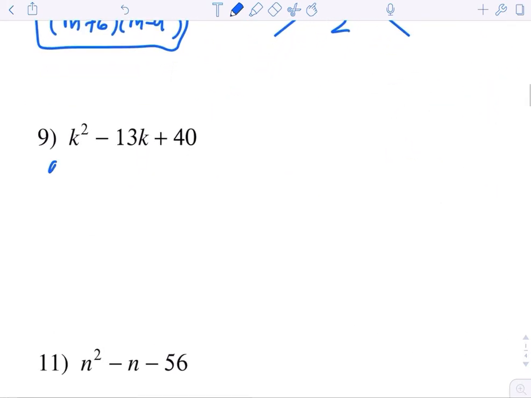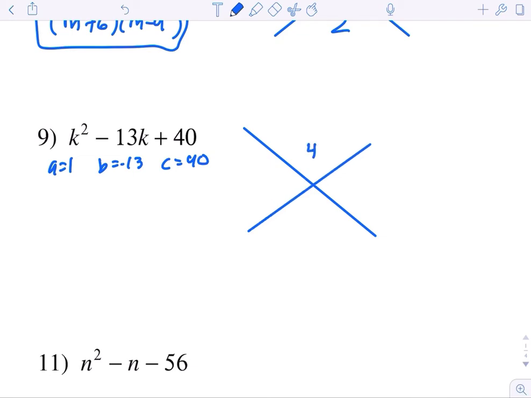This one, a is equal to 1, b is equal to -13, and c is equal to 40. On the top, it's a times c, which is 40. On the bottom, it's just your b value, -13. So two things that multiply to 40, but when added give you -13. That is -8 times -5. a is equal to 1, so k minus 8, k minus 5.